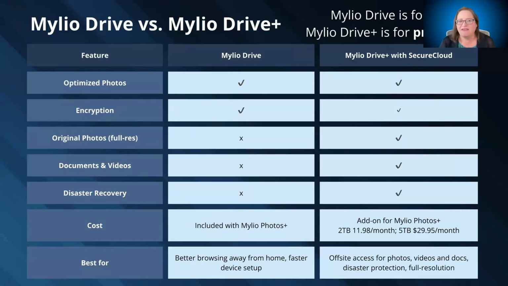So just to recap and give you an overview of what each one of these is for, Mylio Drive is for syncing. It gives you a great browsing experience and helps you set up devices faster. Mylio Drive Plus is for protecting. It also gives you really great access to those full resolution files. Both of them will store your optimized images. Both of them have full encryption. When it comes to original size photos, you have to have a subscription to Mylio Drive Plus with secure cloud storage in order to access that. That is not included with Mylio Drive. Same goes with videos and documents. You do not get that with Mylio Drive, but you do get that option with Mylio Drive Plus.